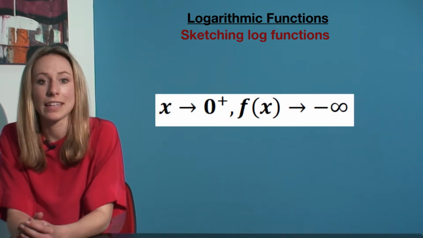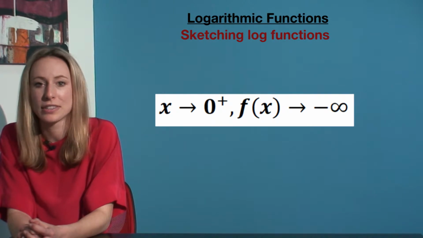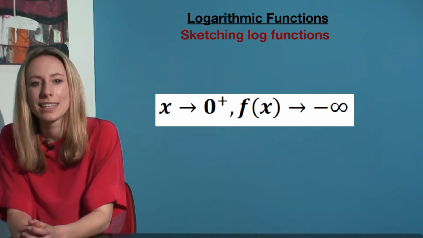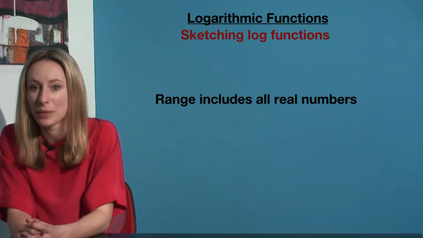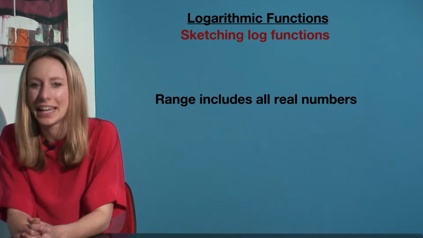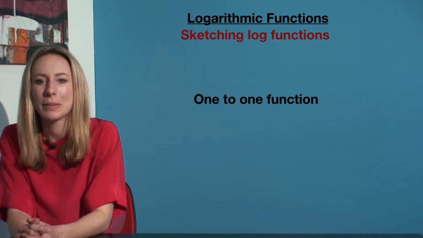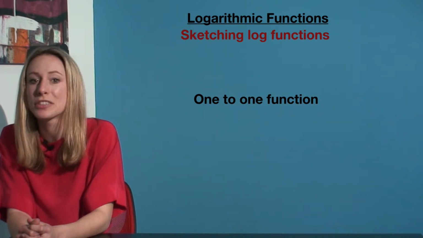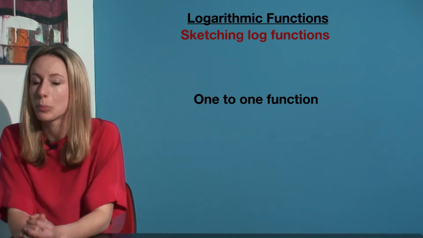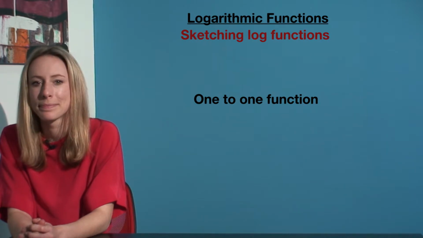Number 4 is that as x approaches 0, the function approaches negative infinity. Number 5 is that the range includes all real numbers, which means the function can equal anything. Number 6 is that it is a one-to-one function, which means that every point on the x-axis corresponds to one, and only one, point on the y-axis.